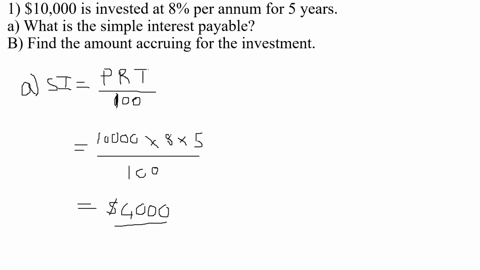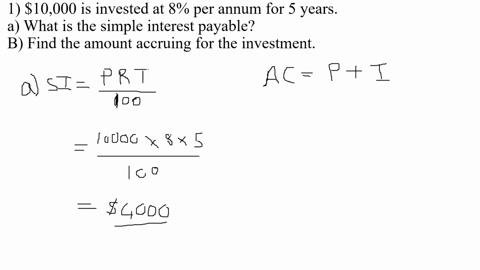And in part B now, they ask us to find the amount accruing for the investment. And you could see the amount accruing as simple. There's a formula for that actually. So the amount accruing, AC, or sometimes I just put A, is equal to the principal plus your interest. That is your amount accruing. So it's basically the amount you started with plus the amount of interest. I like to call that the total sum of money you get after the interest period.